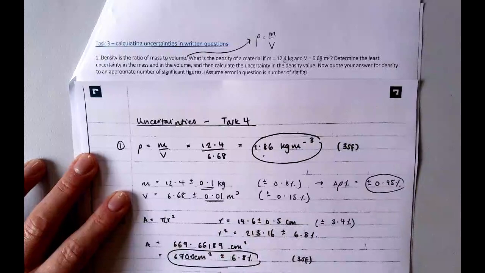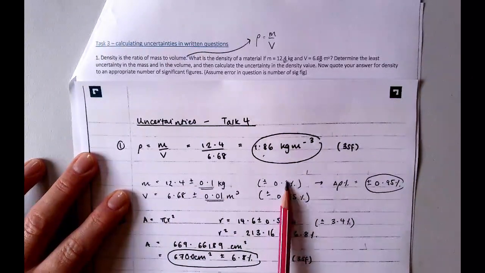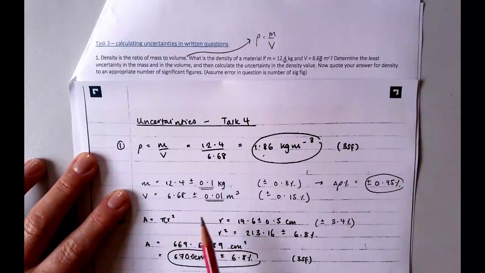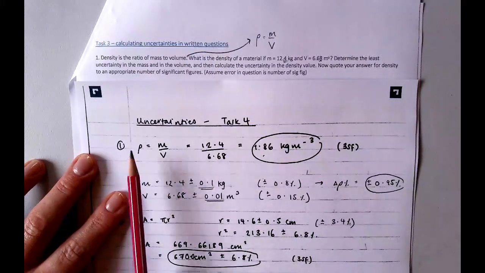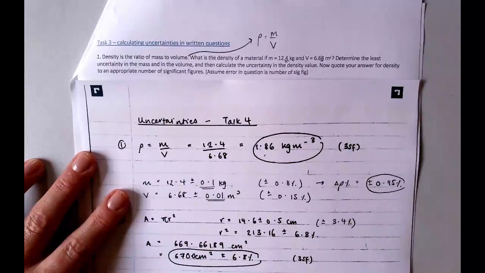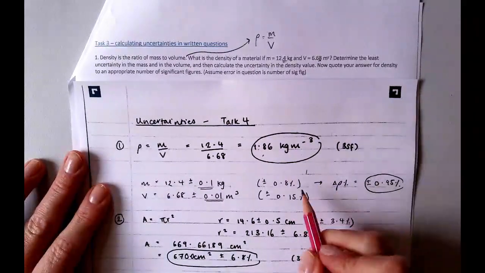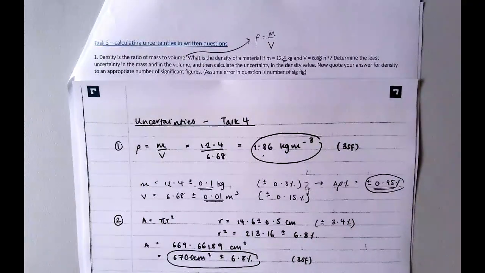Now, obviously, this is when we don't have repeat readings, and this is the instance where we take the precision. So what I did is I found this as a percentage of this, and got 0.8%. This value as a percentage of this value is plus or minus 0.15%. Now, density comes from dividing mass by volume. When we divide data, we add their percentage uncertainties. So all I've done is I've added these two together to get my total uncertainty in my density.